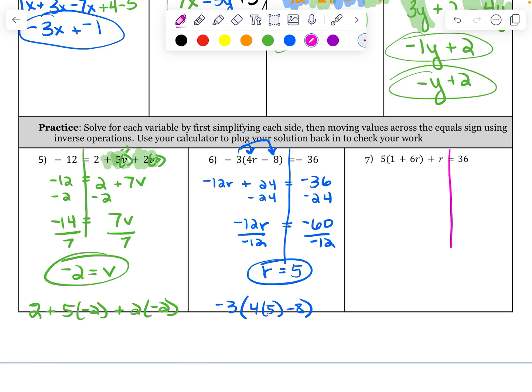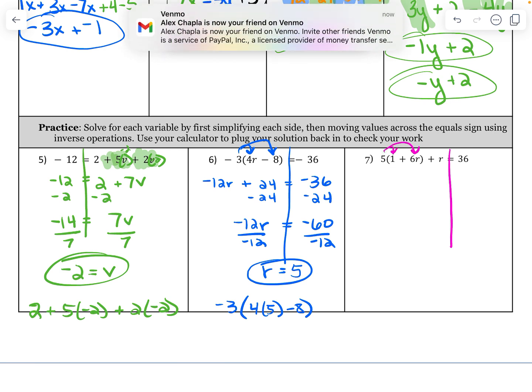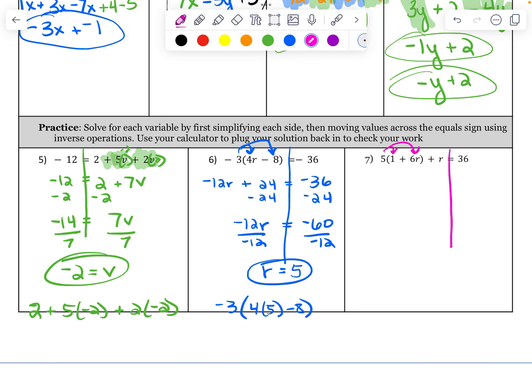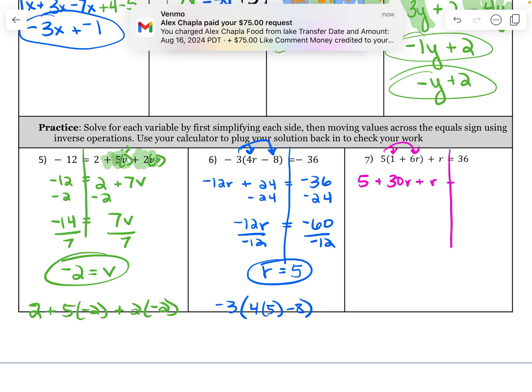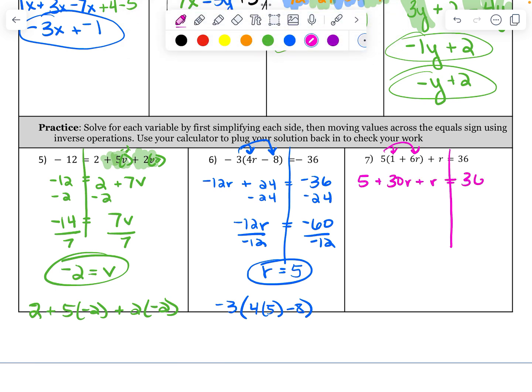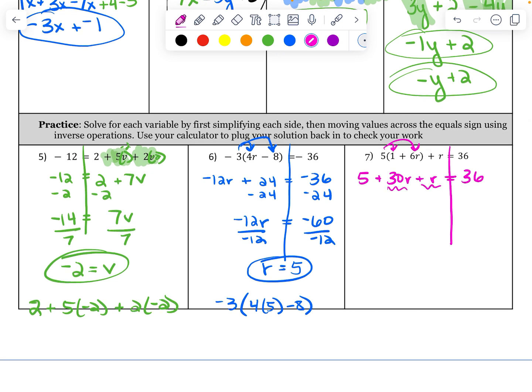I'm going to distribute first. 5 plus 30r plus r equals, oh my gosh, 36. Now I have some like terms. 5 plus 31r equals 36. Minus 5, minus 5. 31, whoops. 1r equals 31. r equals 1.